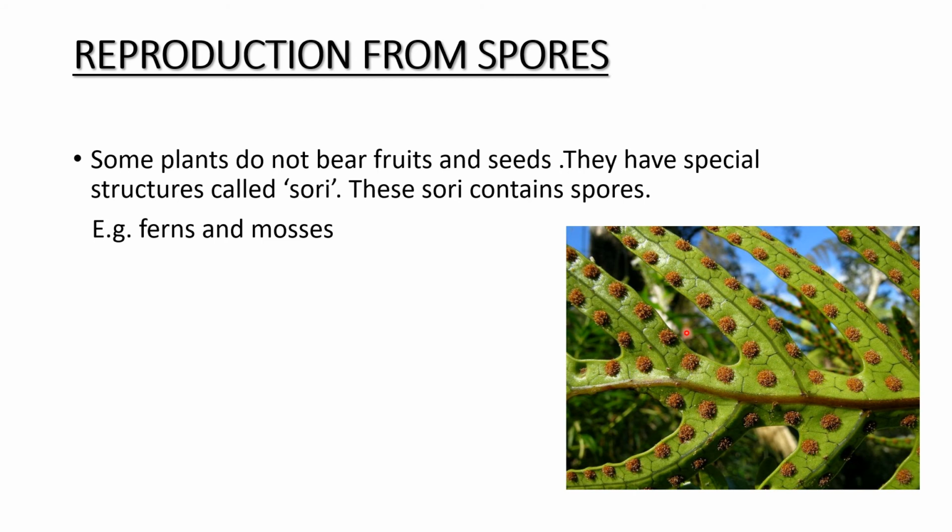Some plants do not bear fruits and seeds. They have these special structures which help them to reproduce. So these spores, when they fall on the soil, develop into a new plant. These spores can be found in some plants like ferns and mosses. In this way, spores help in the reproduction of the plant.